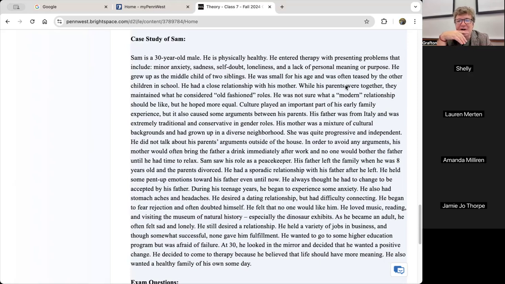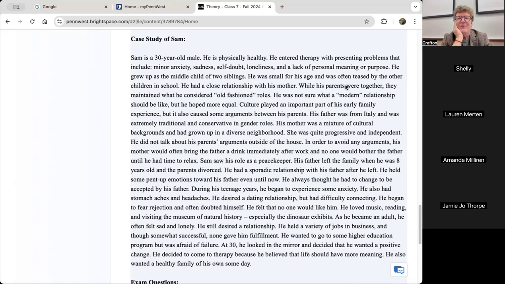He did not talk about his parents' arguments outside the house. In order to avoid any arguments, his mother would often bring the father a drink immediately after work, and no one would bother the father until he had time to relax. Sam saw his role as a peacekeeper. That would be really good for a future question on family systems theory. Probably not Rogers, though.